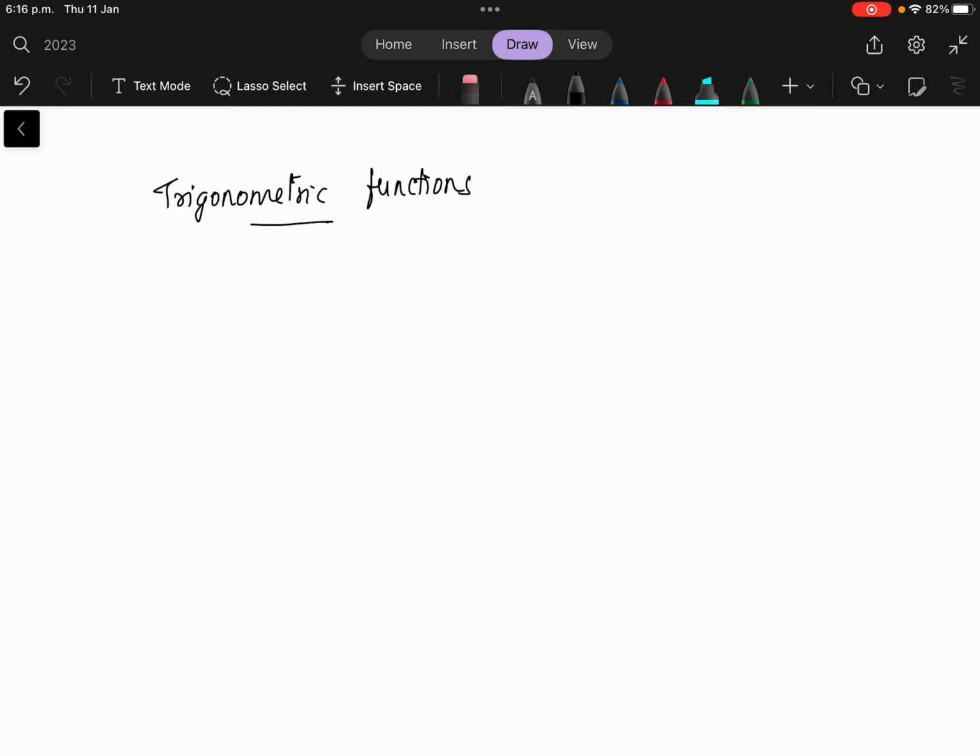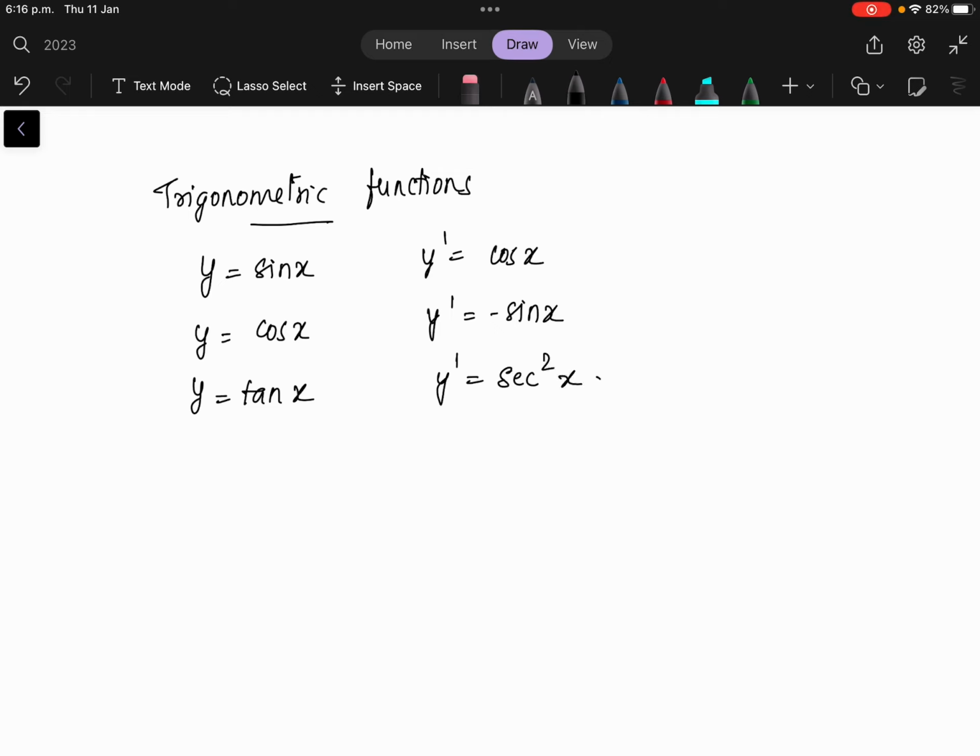Trigonometric functions. For trigonometric functions, if you have y is equal to sine x, y dash is equal to cos x. Okay, this is all there in the formula book. So if y is equal to cos x, y dash is equal to minus sine x, and if y is equal to tan x, y dash is equal to sec square x. So these are the only three which you have to learn, and this is there in the formula book, but you will have to apply chain rule also with respect to this.